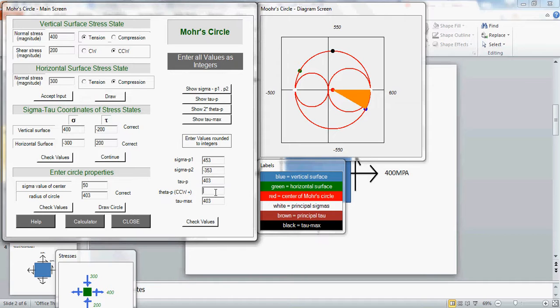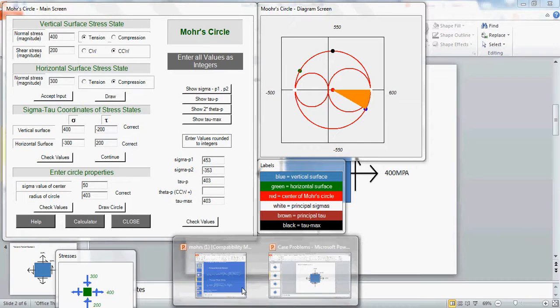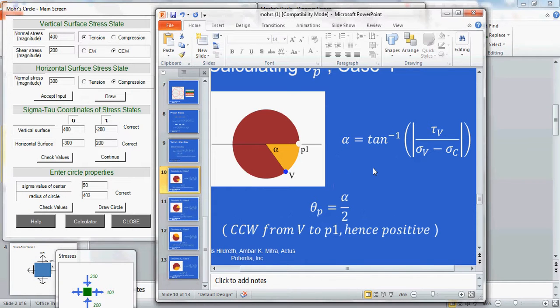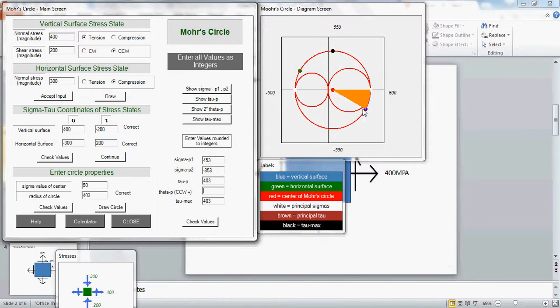Now, calculating your theta P, you go from the vertical point towards P1, remembering that on here visually it's twice the angle, so you have to divide it by 2, where here you can see it's going to be this case. So you can use this equation, find alpha, divide alpha by 2, and you get theta P, where in this case it is actually counterclockwise, so it will be positive, and that value should be 15 degrees. And there you have it.